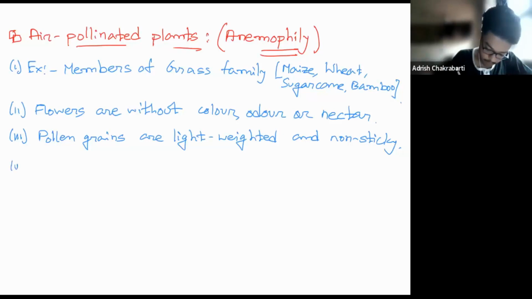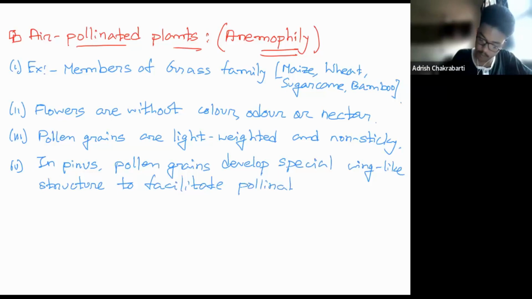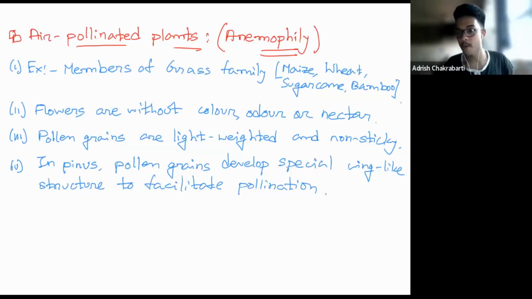So the fourth point. In Pinus, pollen grains develop special wing-like structures to facilitate pollination. So in Pinus, what do we observe? Pinus is also an example of an air pollinated plant. The pollen grains develop special wing-like structures. Because of this wing-like structure, it can cover greater distances. It helps the pollen grain to be pollinated by air. So this is a special mechanism adopted by Pinus.